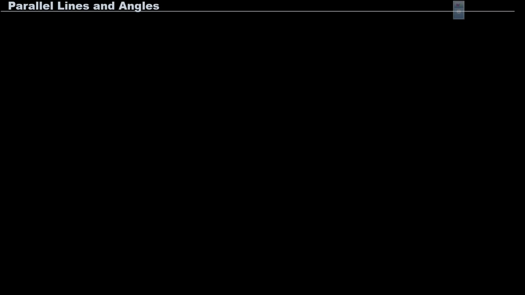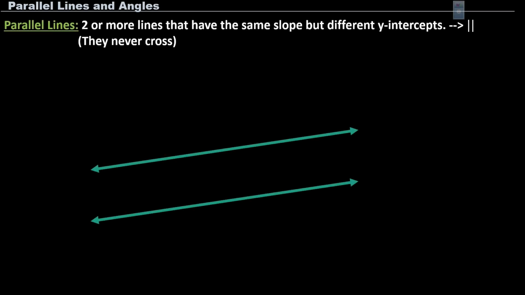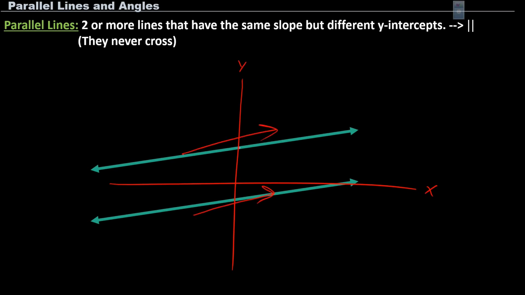Now, let's take a step and dive into the world of parallel lines. Parallel lines are two or more lines that have the same slope, but they have different y-intercepts. So they travel the same way as they go across the coordinate plane. They travel in the exact same direction, but they are doing it starting at different y-intercepts.